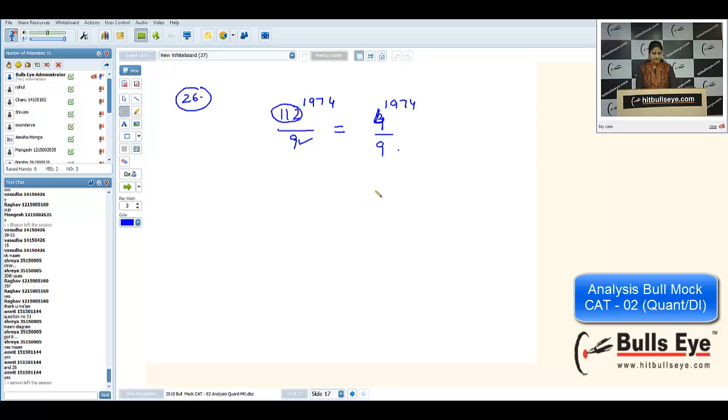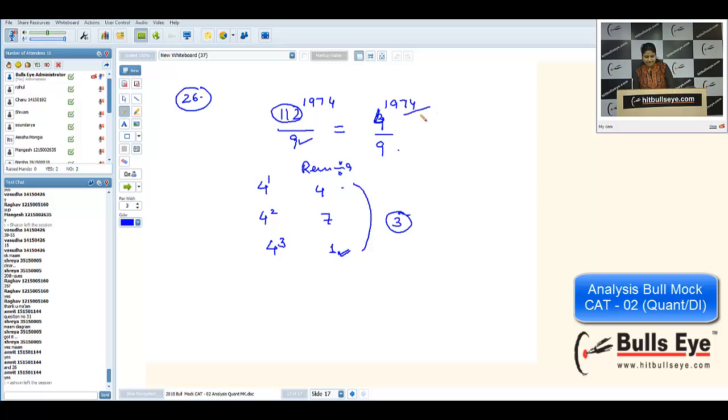Now you can apply cyclicity here, or you can go by Euler number. There are many techniques we can apply, but now I'm applying cyclicity because I think cyclicity is the easiest thing. Now 4 raised to power 1 when divided by 9, what is the remainder? 4. 4 squared, 7. 4 cubed, what is 4 cubed? That is 64, remainder 1. So what will be the cyclicity in this case? It will be 3.